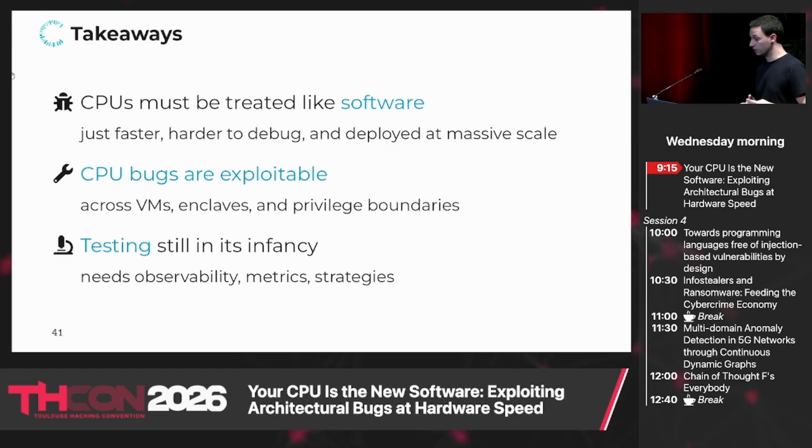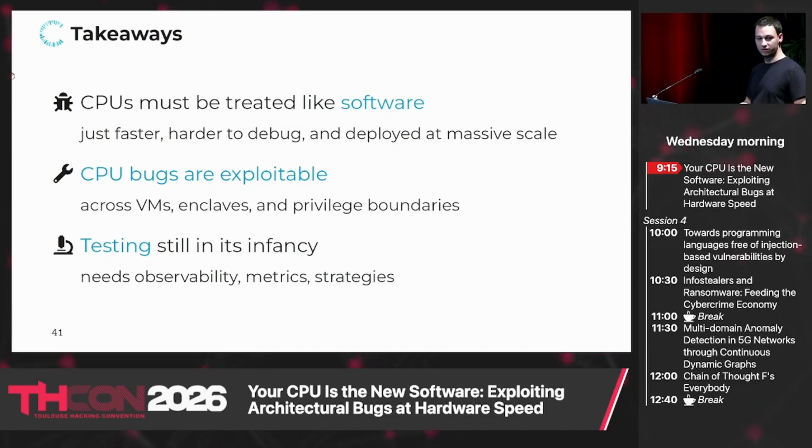As a takeaway, CPUs must be treated like software. They have bugs, but they're just faster. They are harder to debug. They are deployed at massive scale, and it's a pain to update anything there. So we must make sure they don't have a lot of exploitable security vulnerabilities. We've also seen they are exploitable. Even if it's just some small thing, you have clever people finding a way of exploiting that. And that goes across all privilege boundaries typically, because CPUs don't care about processes or anything like that. And we still lack the way of testing that, because we really don't know the metrics, the observability, the strategies.